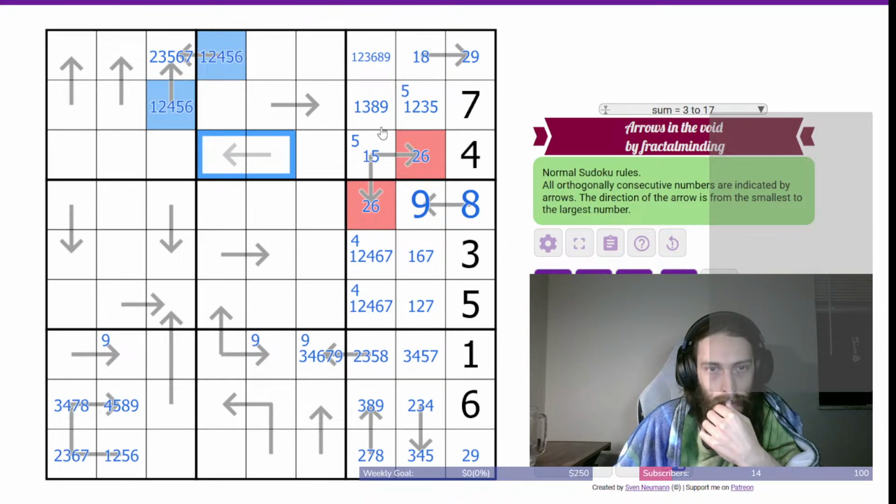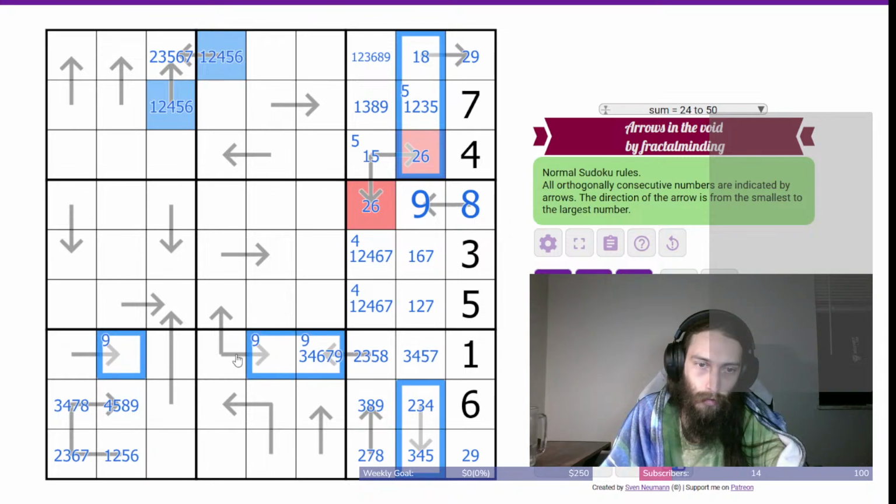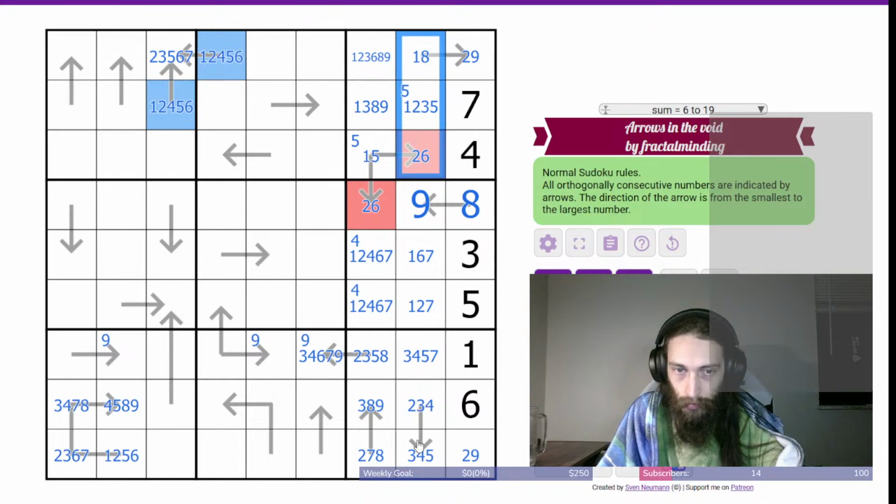Look at column 8. Where can an 8 go? Not here. We removed it from here because of the 9s having to be on an arrow tip. And you can't put an 8 at the start of this arrow because it would clash with the 9. And if this was an 8, then that would be a 7, which would break with the 6.